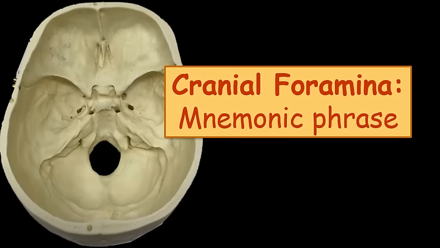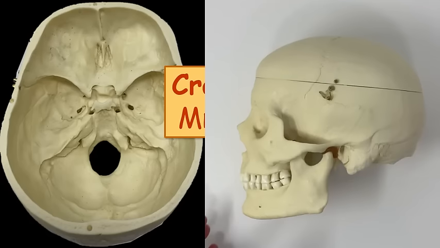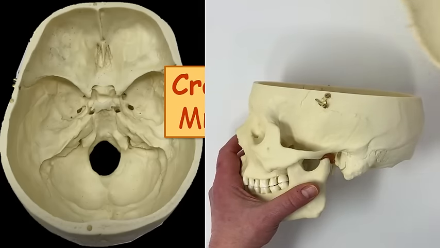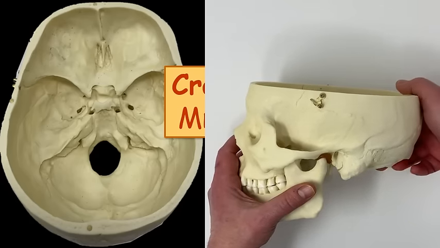We want to spend just a few minutes looking at a mnemonic phrase that's going to help us remember the cranial foramina. So let's get started. Here is a skull that we're looking down into from a superior angle, and to get a better idea of exactly what we're looking at, let's look at the skull from the lateral perspective, where we see that it has been sawn through on a transverse or horizontal plane so that we can remove the top of the cranium and look down into the floor of the cranium.